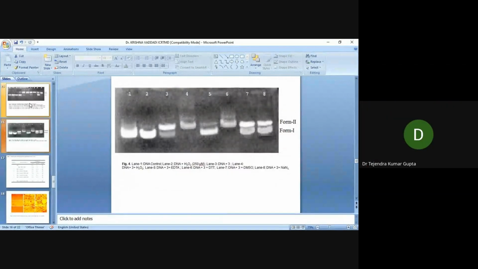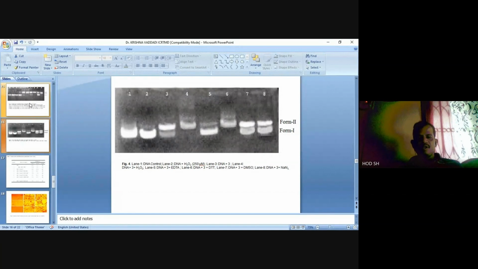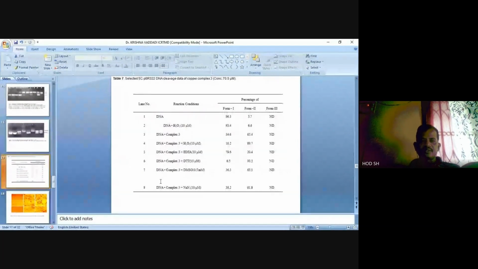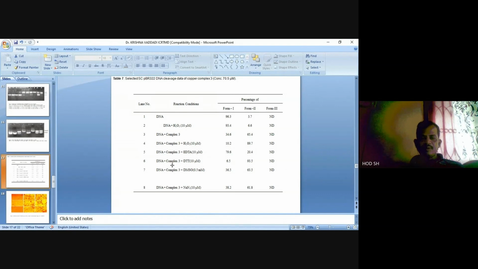Yes, form 1 DNA, the control, because of that complex's chelating effect, the DNA mutations will be controlled. And the other one is the selected plasmid 322 DNA cleavage of the copper complexes to control the complex compared to the remaining three complexes, with more control in the third complex.